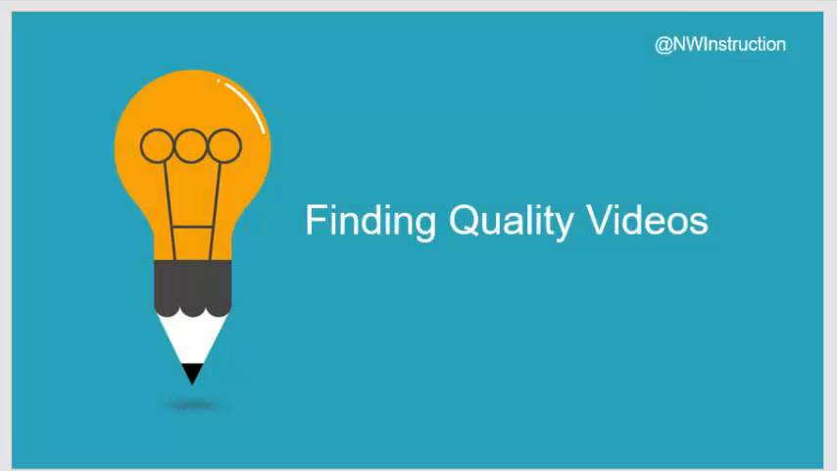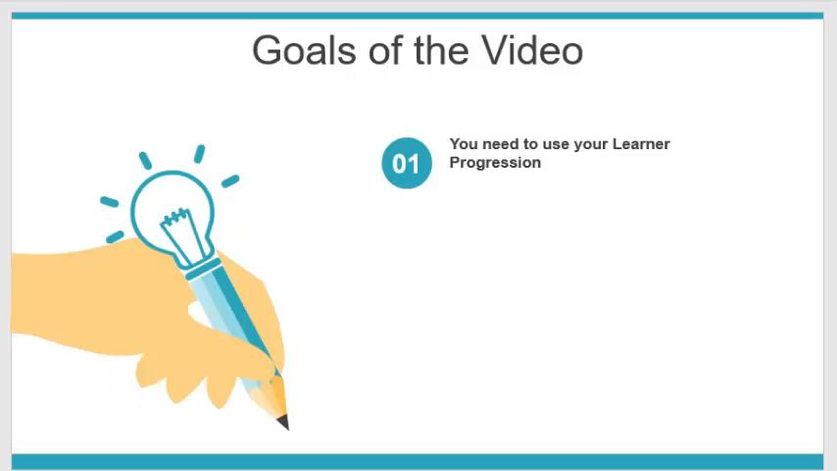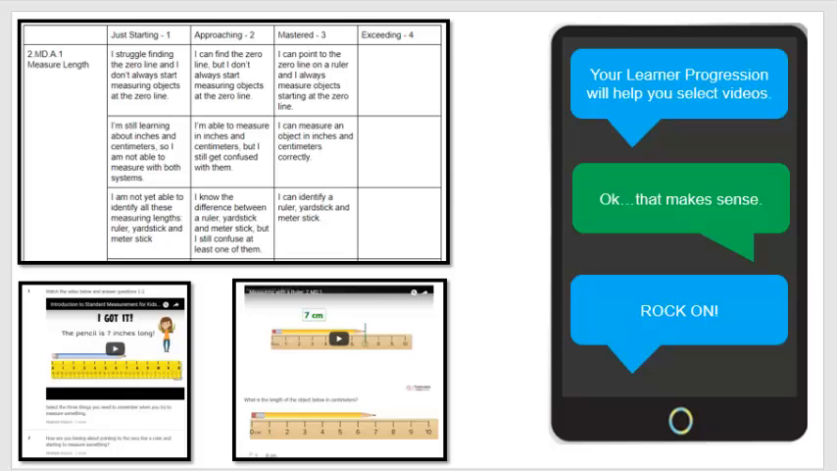Alright, today we're going to be talking about finding quality videos. We're going to go ahead and get started on this. The big thing with finding quality videos is you want to make sure that you use your learner progression in order to find the appropriate videos. They're really going to guide you in selecting the correct videos and then eliminating the videos that probably aren't going to progress your students towards mastery. So let's go ahead and explore a little bit further.